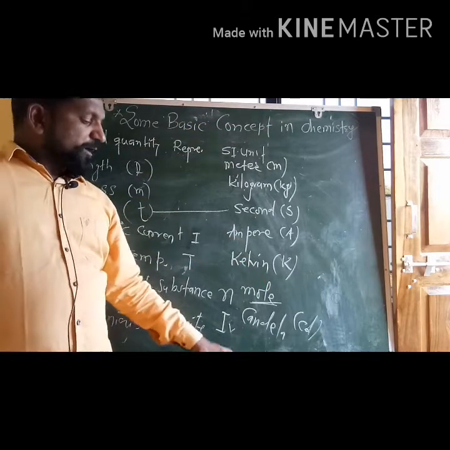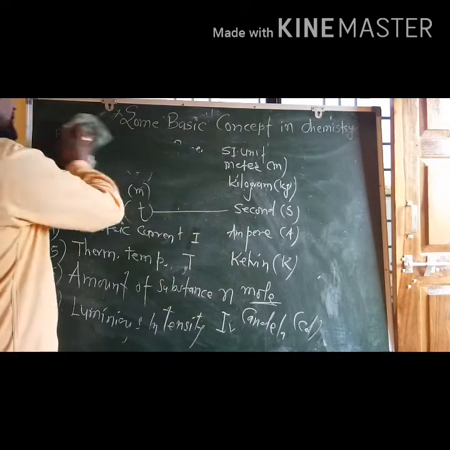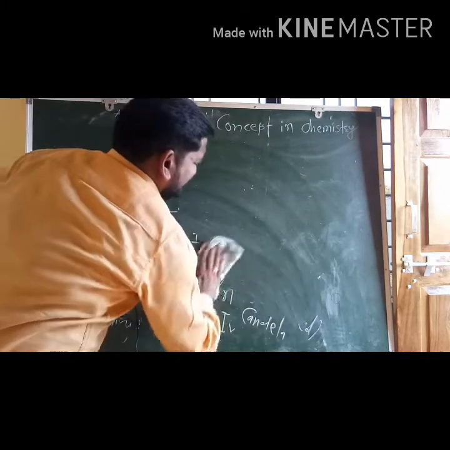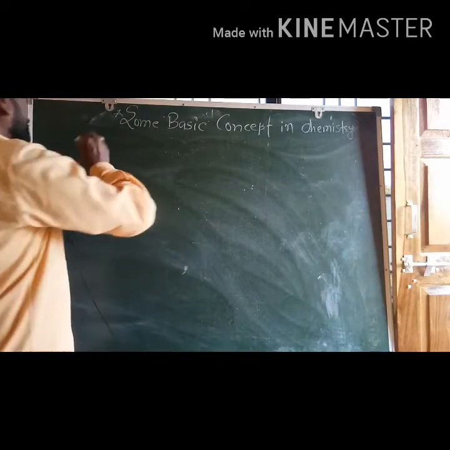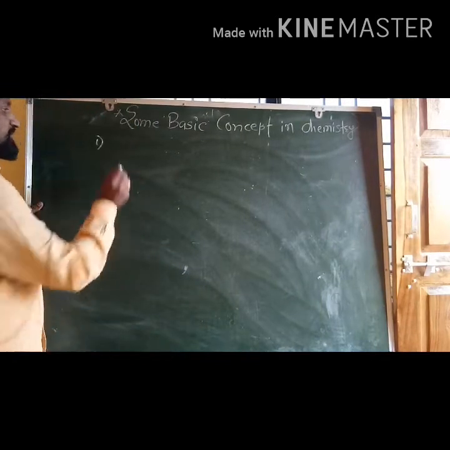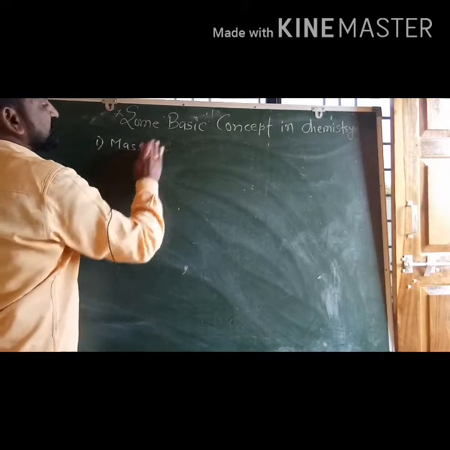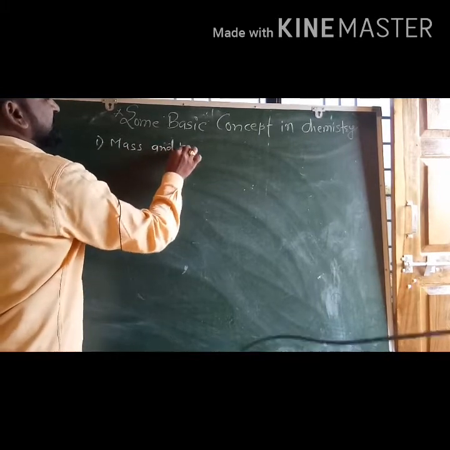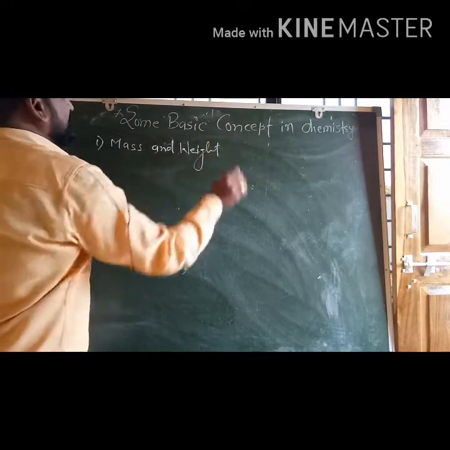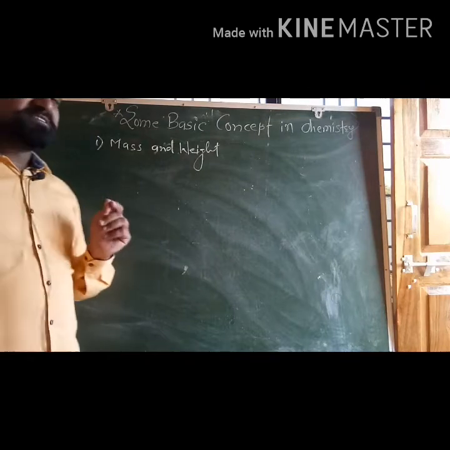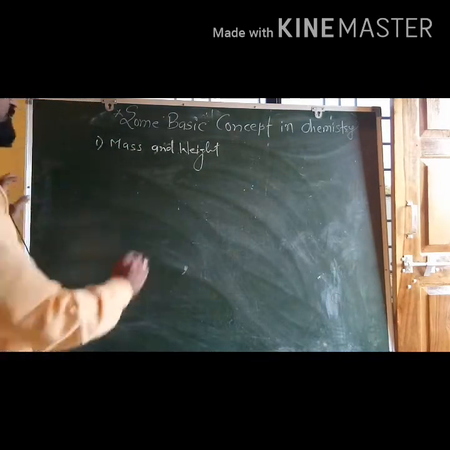Afterward, let us see them one by one. Let us explain the quantities in sequence. First we will see mass and weight. Both appear very similar, but actually they are highly different.